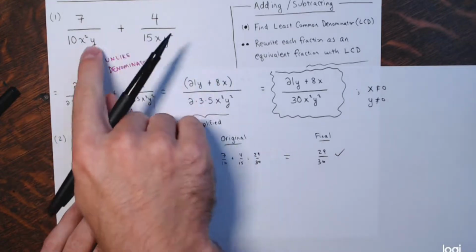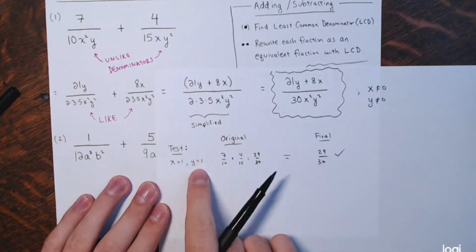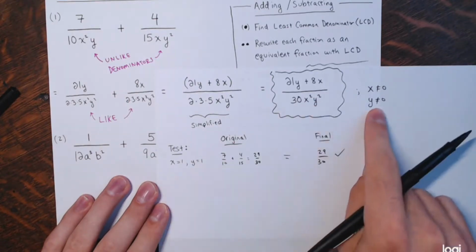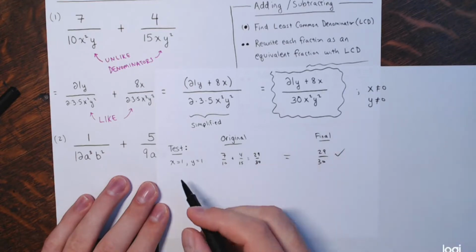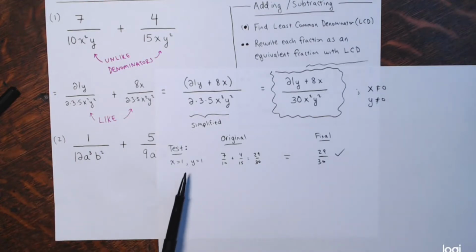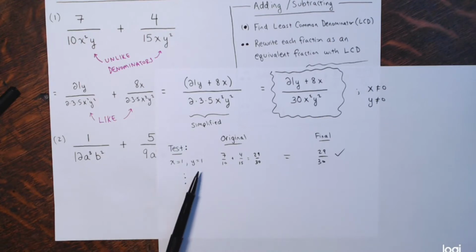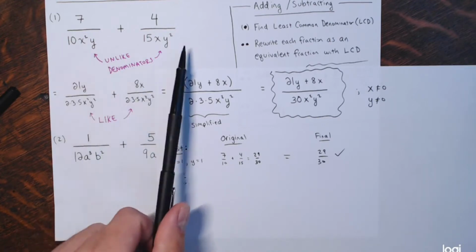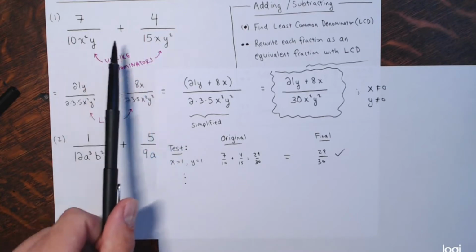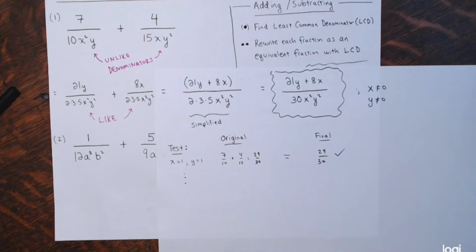The value of your first expression should be the same as the value of your last expression, as long as you're plugging in values for the variables that are allowed, that aren't 0 here. And I leave it to you to test other ones. Okay, go ahead and try it out. Replace x with 2 and y with -3, or x with 10 and y with a half, whatever you want, and see that the value of the original expression is exactly the same as the value of this final expression. And you should be doing that every time, testing your answers.